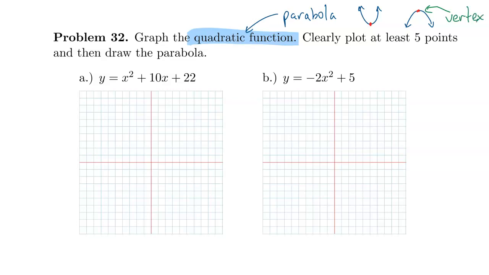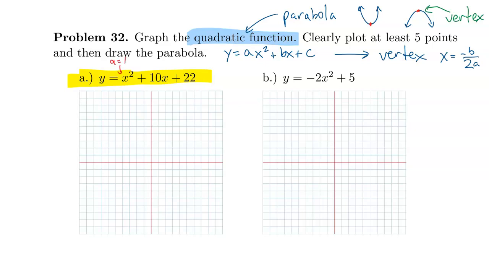So when we're creating the graph of a quadratic function, starting with the vertex can be really helpful. Well, it turns out that if the quadratic function is given to us in standard form, y equals ax squared plus bx plus c, then the vertex of that parabola has the x-coordinate of negative b divided by 2a. So for part A, my a value is equal to 1, my b value is 10, and my c value is 22. So to find the vertex, I just need a and b. The vertex for part A is going to be negative 10 divided by 2 times 1, so negative 5. So that's my x-coordinate of the vertex.